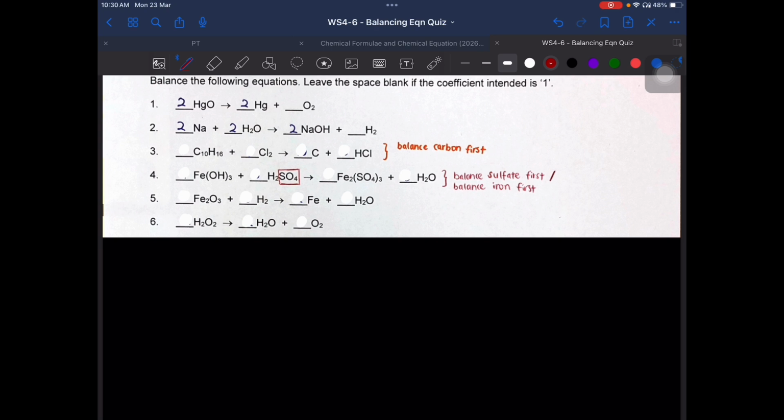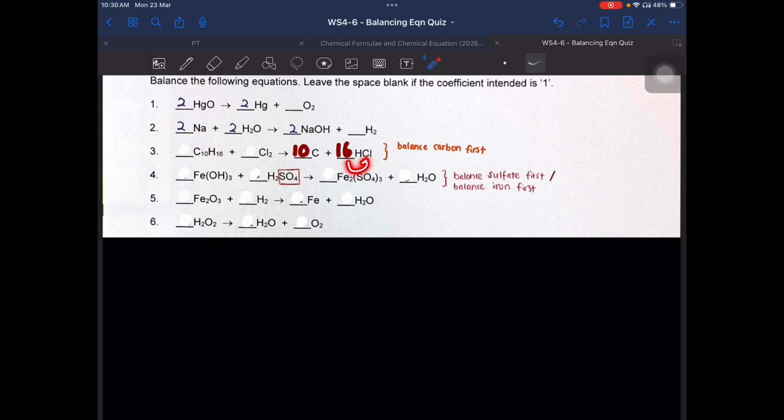There's 10 carbon on the left hand side, so let's give it a 10 here on the right hand side. Now let's look at the H. There's 16 on the left hand side, the right side there's only 1 of it, and let's give it a 16 over here. So now the carbon is okay, the H is okay.